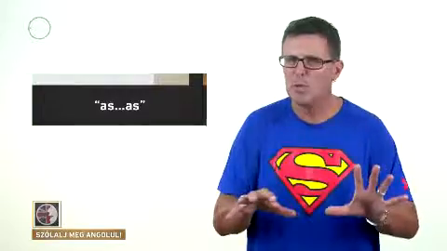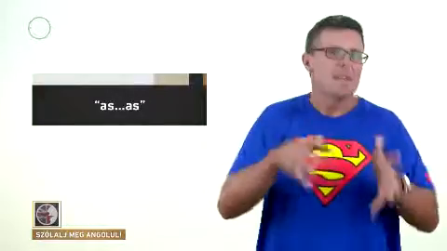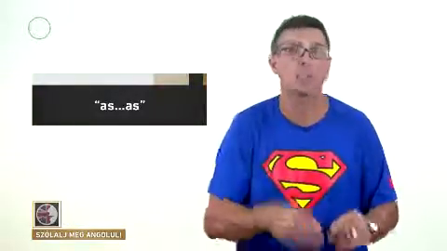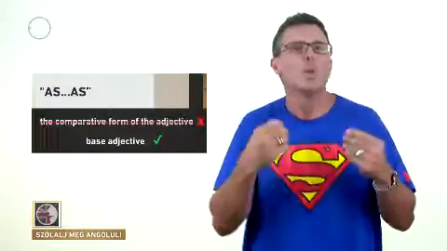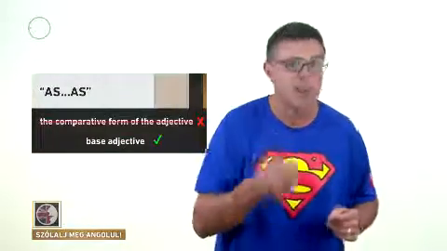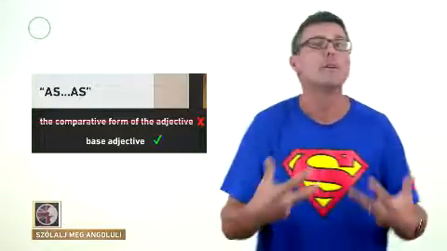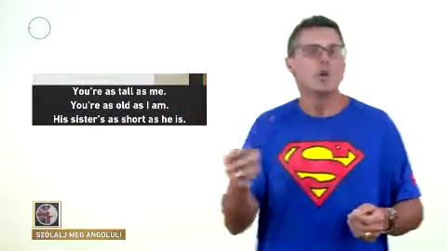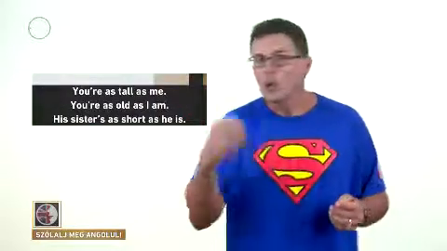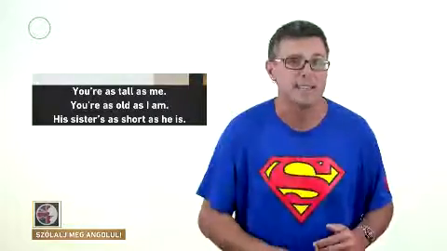The other way we make comparisons is the as form. Do you remember this form as well? When we use this form, there's one very important difference, isn't there? Yes, that's right. When we make a comparison using the as form, we have to remember that we don't need the comparative adjective form. Now, for the as form, we use the base adjective. You're as tall as me. You're as old as I am. His sister's as short as he is.